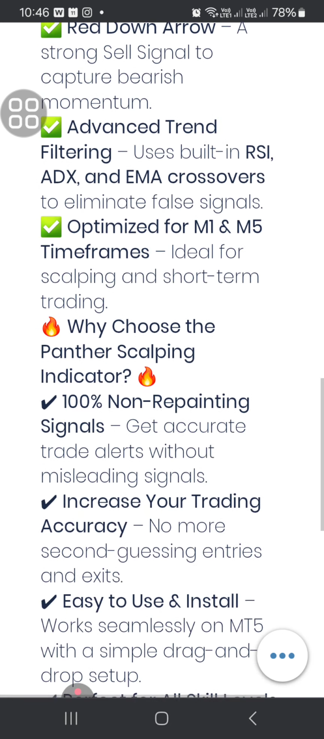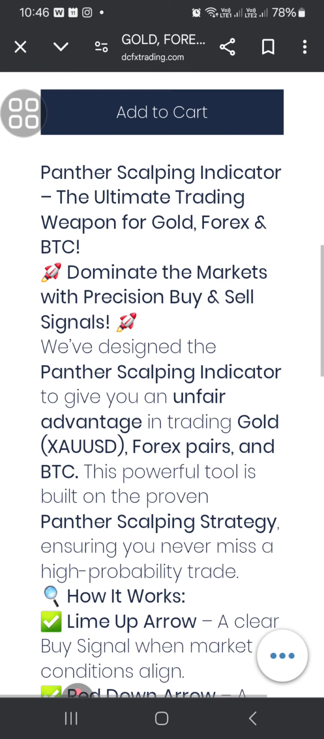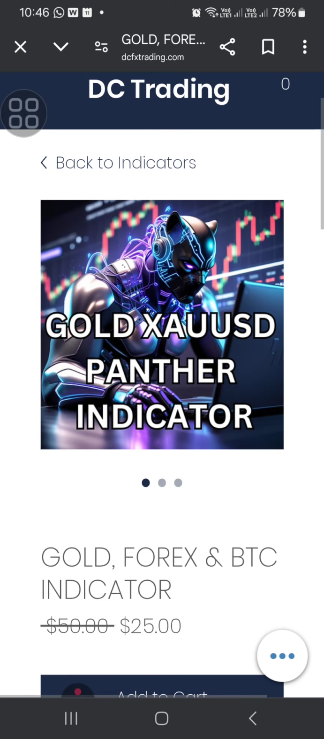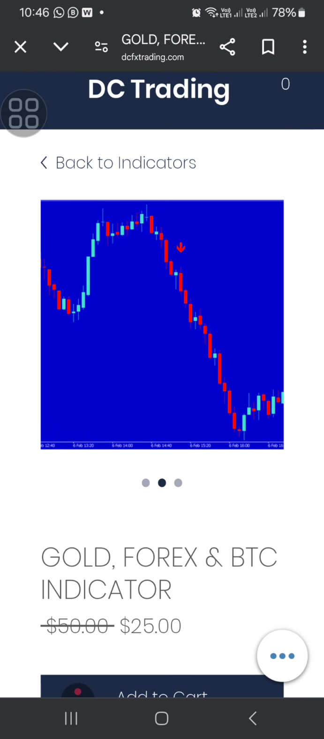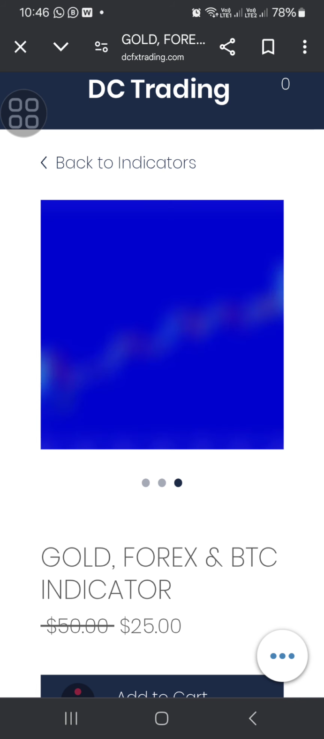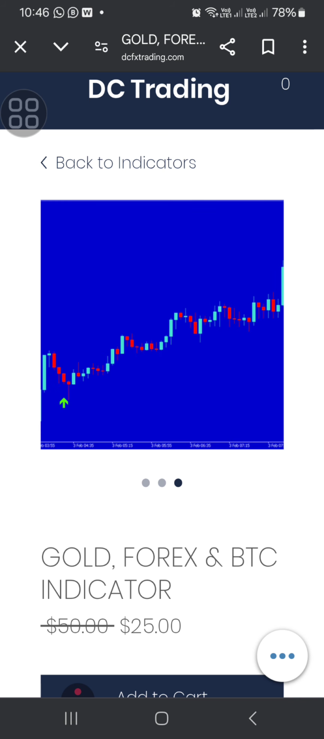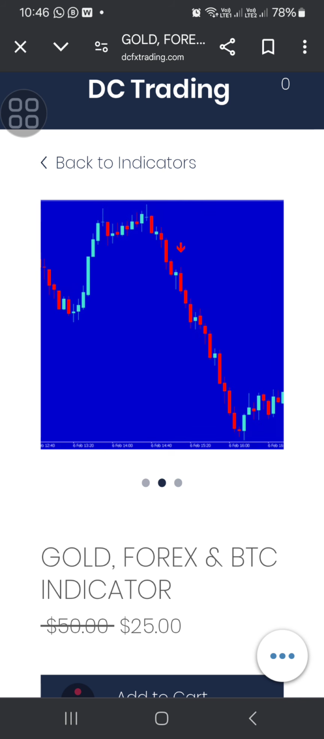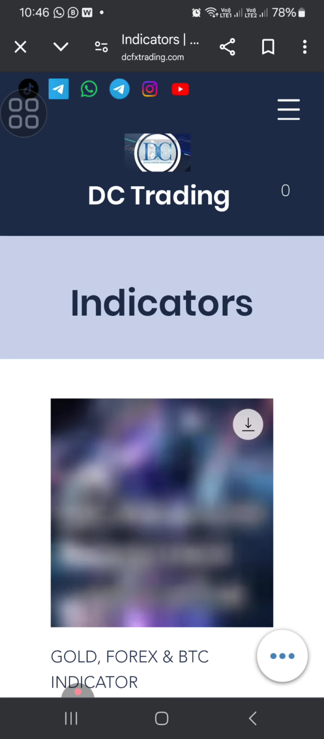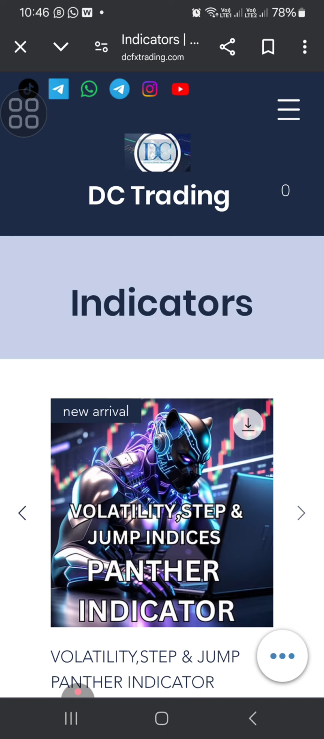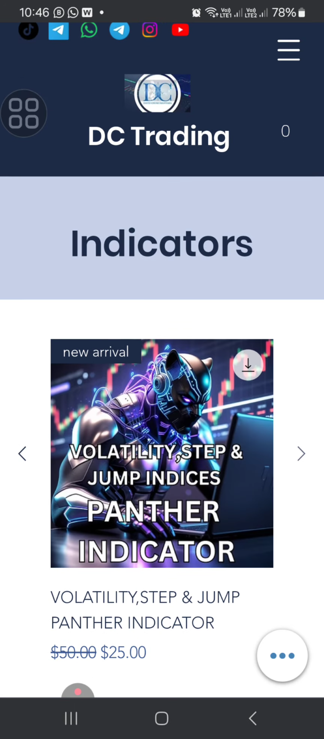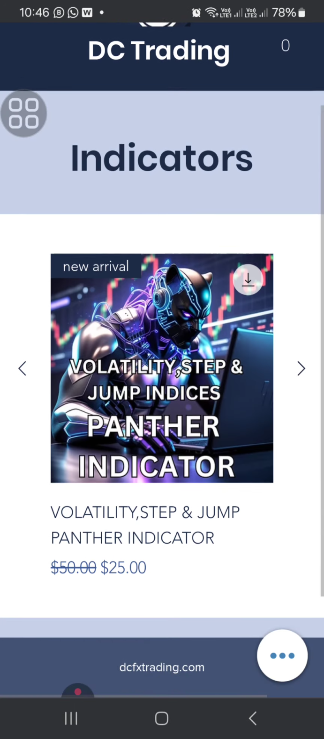It gives an explanation. It can work on M1 and M5 time frame. This is how it looks like. It gives a red arrow indicating that it's moving down, and we also have a line up arrow indicating that it's moving up. It can work on 1 minute time frame, and it can also work on 5 minute time frame. Then for volatility, we have this one. This one is for jump step volatility. So that's the Panther indicator.